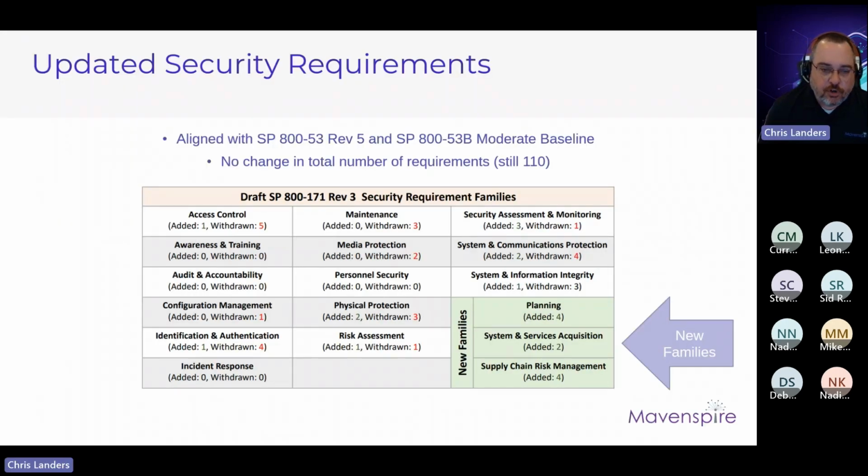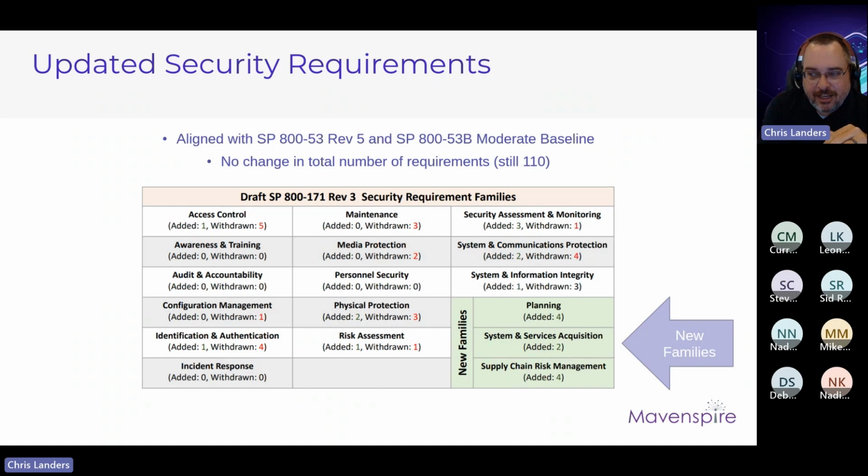So when you look at this, this is just a snapshot or a screenshot of the security requirement families within 800-171. Overall, there are still roughly 110 requirements. So the number of overall requirements didn't really change, but you'll notice as you look through these different blocks, there are some things that were added as well as withdrawn within the categories. The good news is, within each one of these, as an example, access controls, you'll see that there was 1 requirement added, 5 requirements withdrawn.